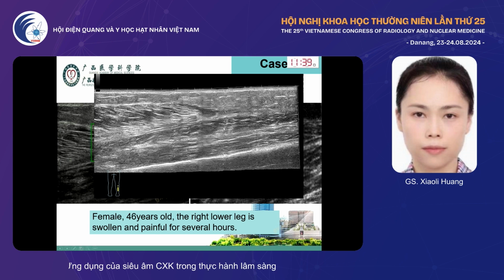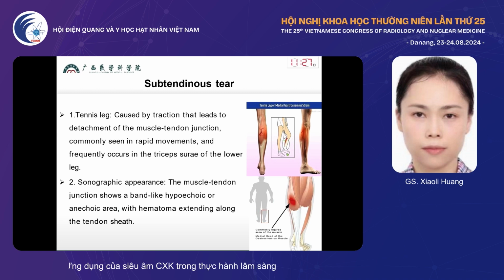This is a panoramic image of the case. Obviously, this patient has a typical tennis leg. Tennis leg is caused by traction that leads to detachment of the muscle-tendon junction, commonly seen in rapid movements, and frequently occurs in the triceps surae of the lower leg.